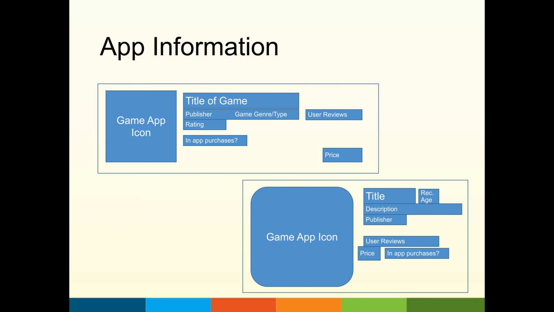In both systems, you have the game app icon, which is typically the logo for the game or app. To the right of that is the title of the game or the name of the app. Below that somewhere is the publisher, which is the person who made the app. For apps that are games, there's typically a genre type, like what type of game is it? Is it a puzzle? Is it an action adventure? Is it a visual novel?